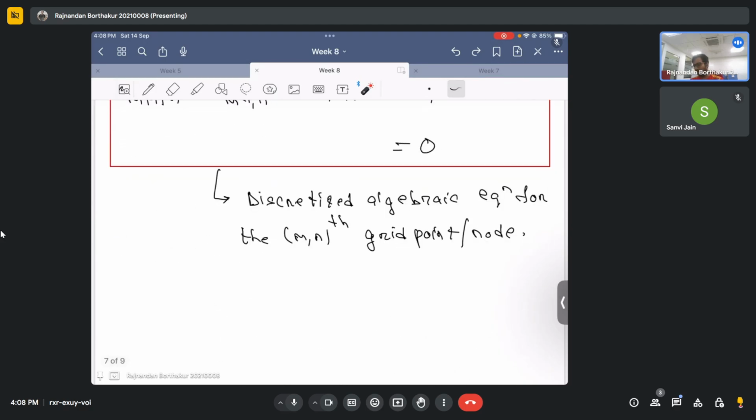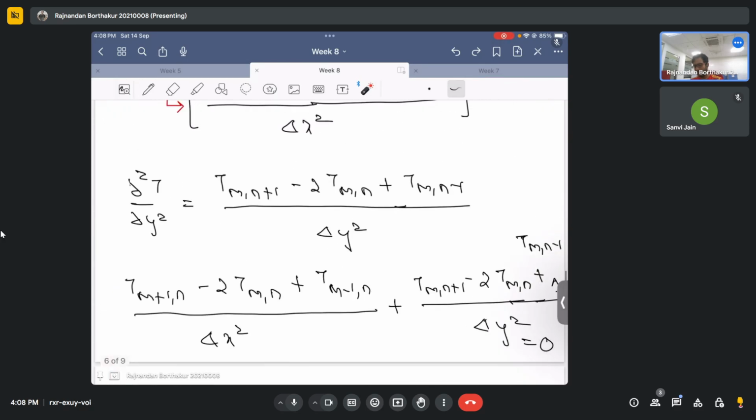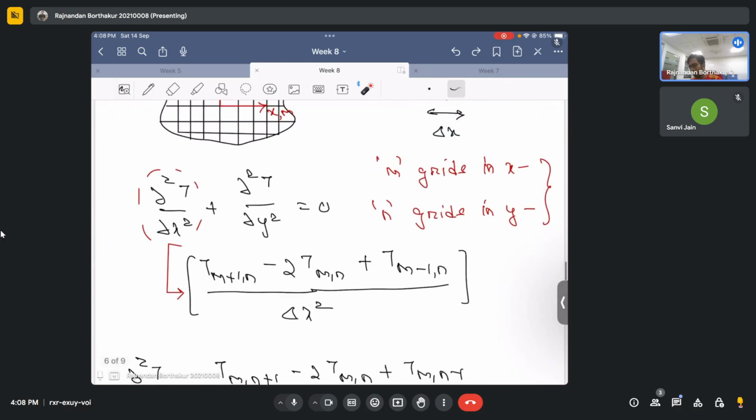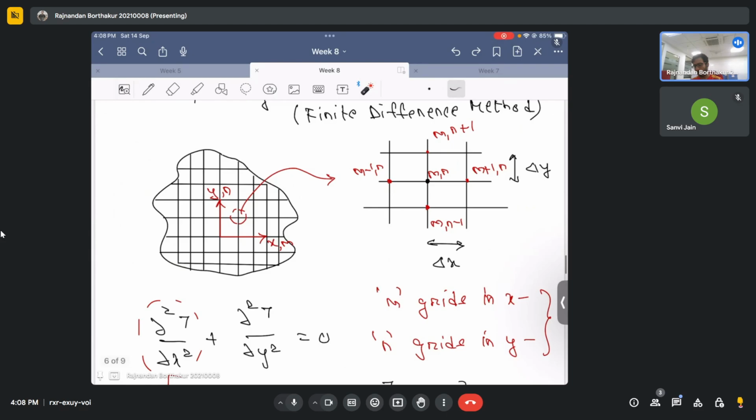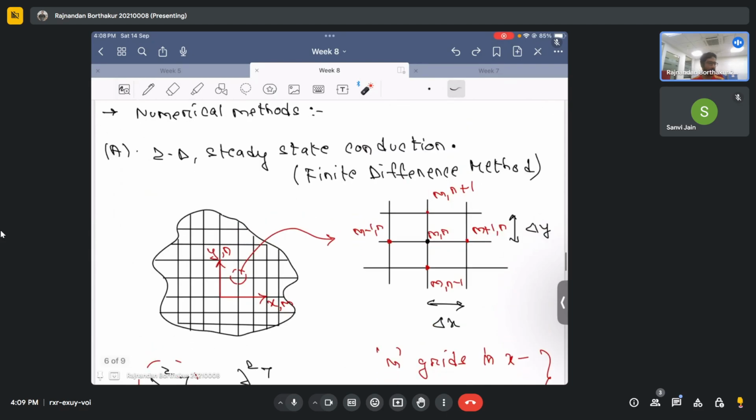All right, guys. So this is a discretization method where we have used a spatial discretization of the so-called Laplace equation, to basically convert the PDE into a set of algebraic equations. I'll stop here for some time. If you have any questions, you can just ask me.